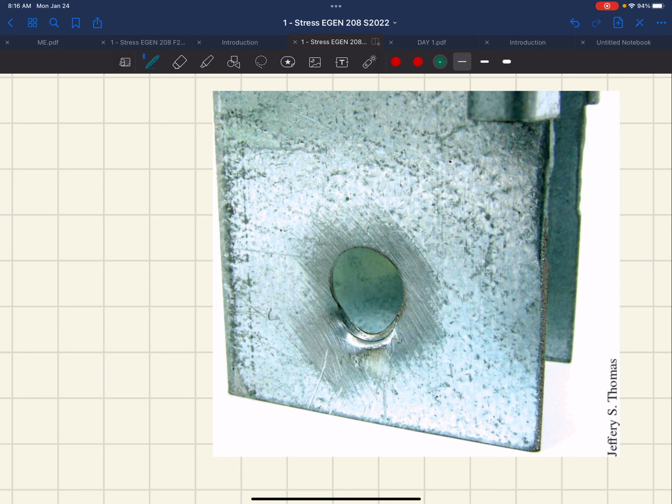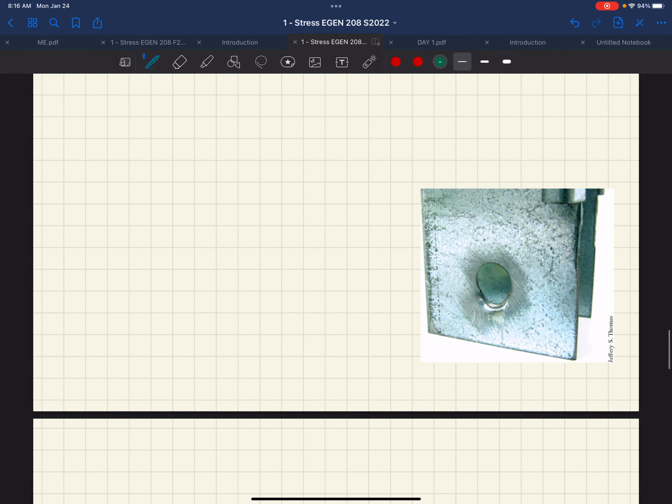We've got a normal force, a force that's induced by the bolt onto the plate. And then there's a cross-sectional area that's normal to that force and is trying to resist it. So you end up getting a normal stress, or bearing stress, between the bolt and the plate. So this would be a bolted connection.